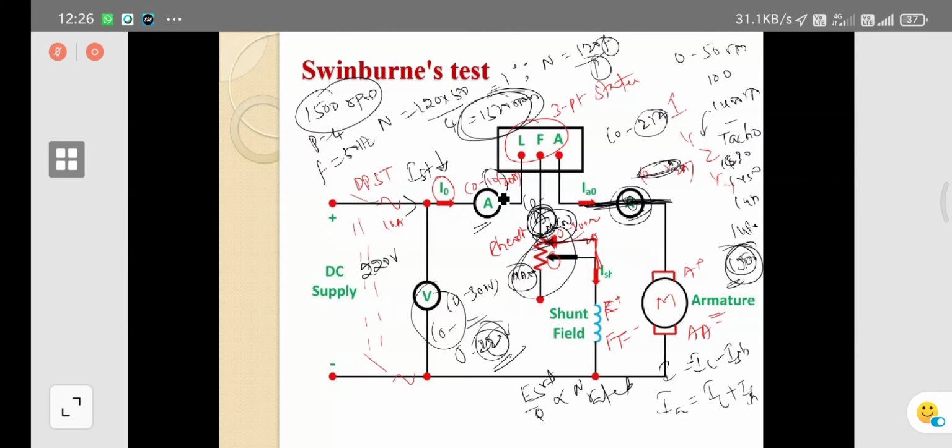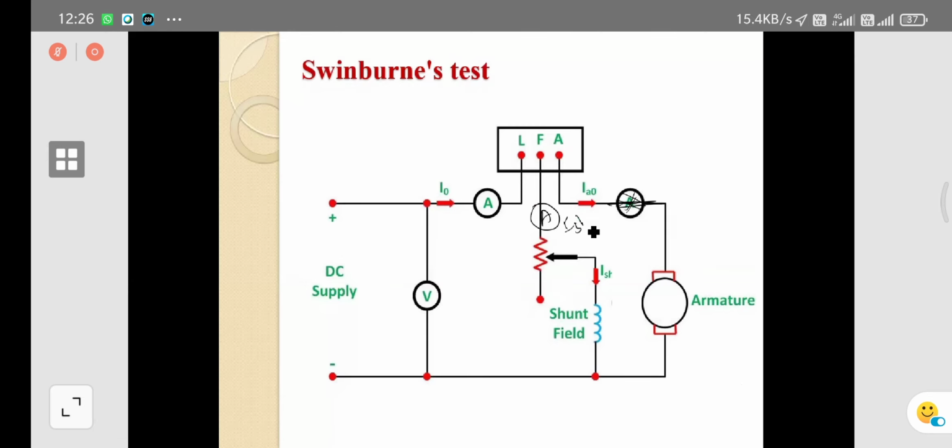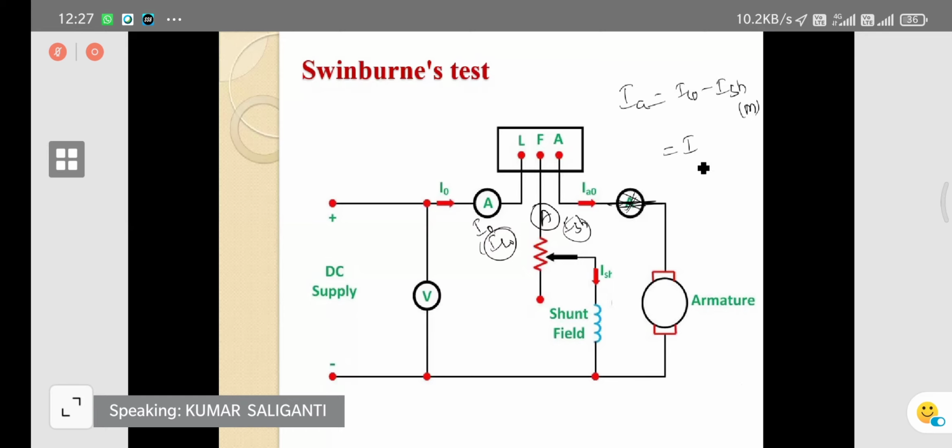So here I am removing this ammeter. I am correcting here. This is the ammeter. So you have to find out the I shunt current and I naught, that is I naught or IL naught. After getting these two currents, IA equals I naught minus I shunt for a motor, and IL naught plus I shunt for a generator.